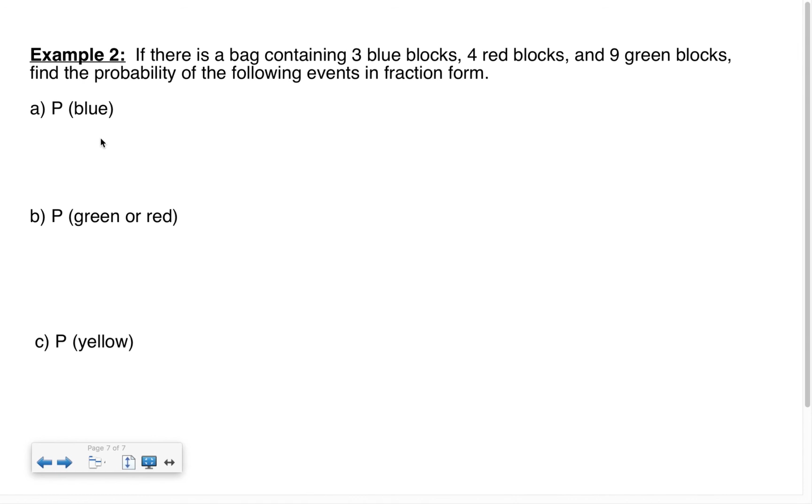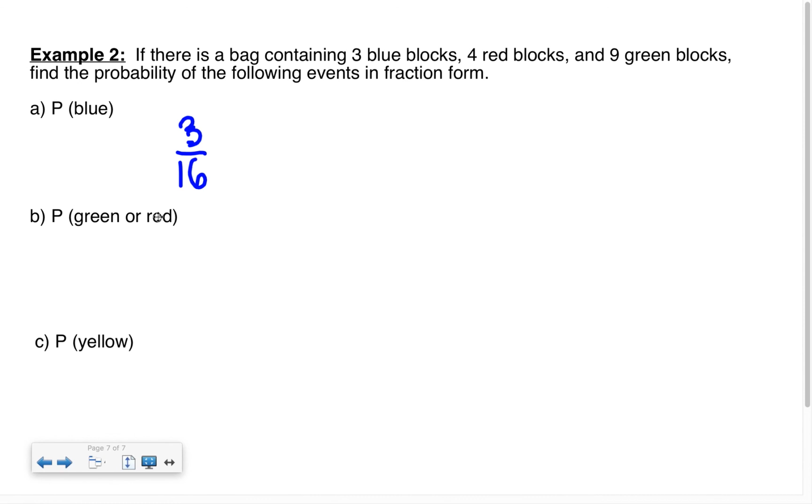The probability of a blue. There's 3 blue blocks, so there's 3 different ways I could pull out a blue block. 3 out of, if we add them all together, 3 blue, 4 red, 9 green, so we're going to have a total of 16 blocks. 3 out of 16, that doesn't simplify. That's the probability.